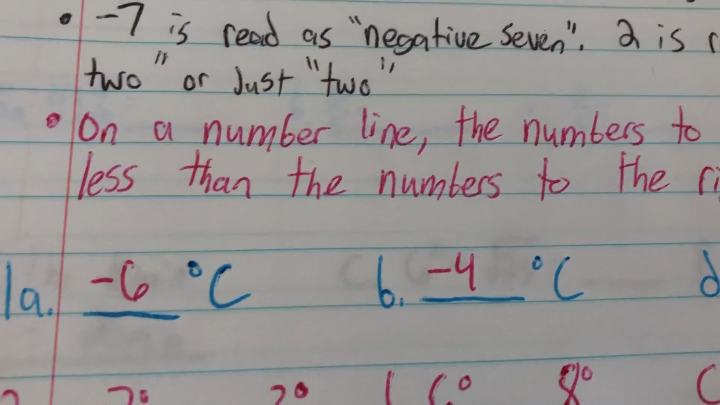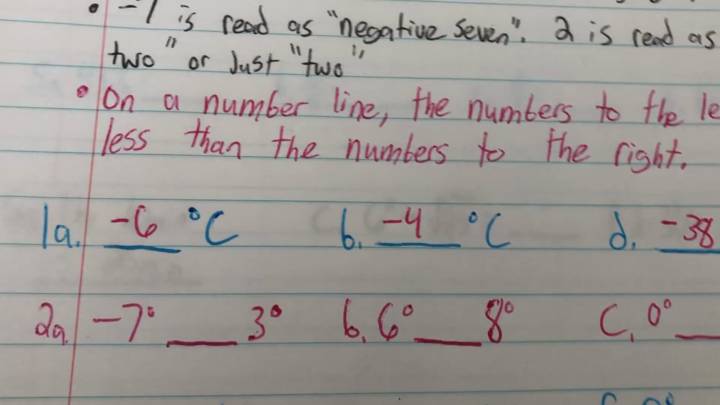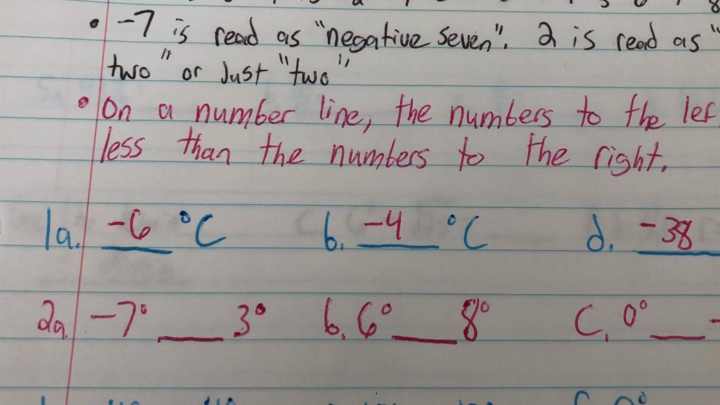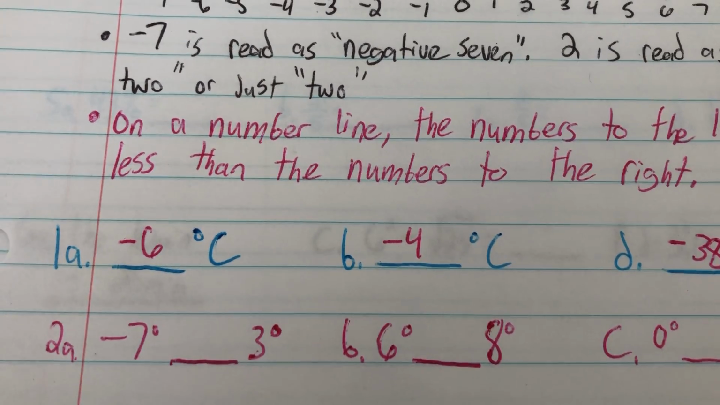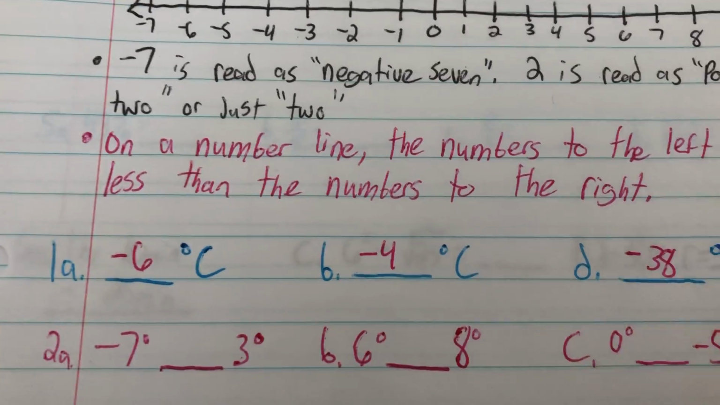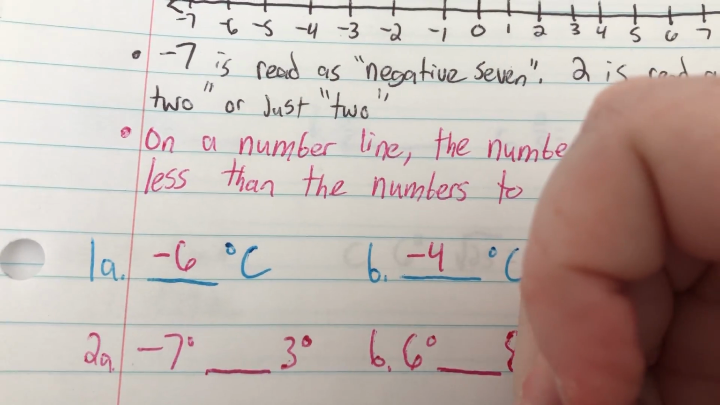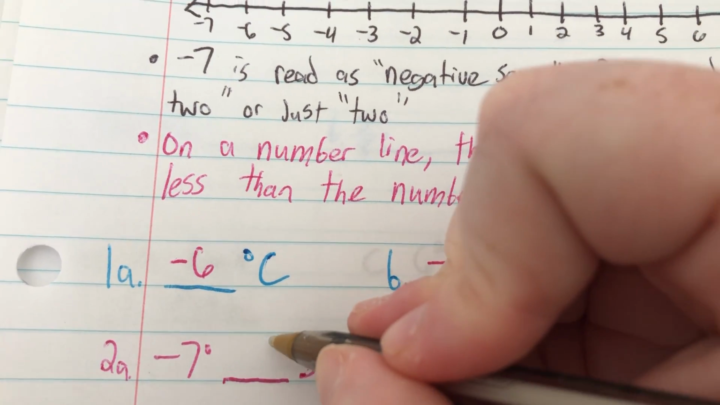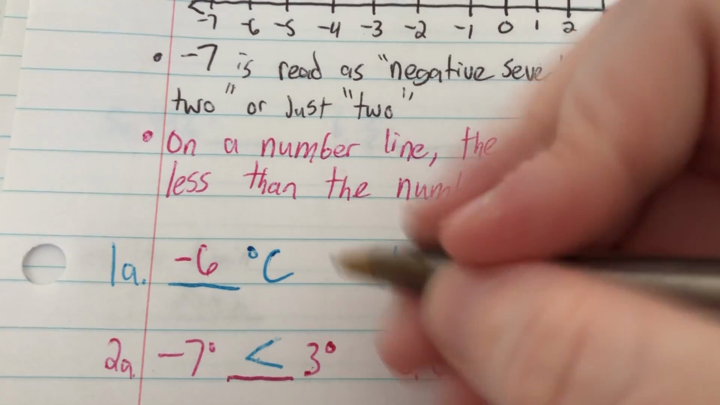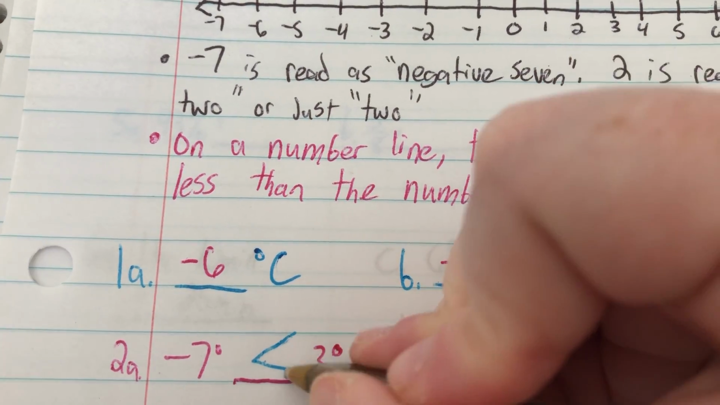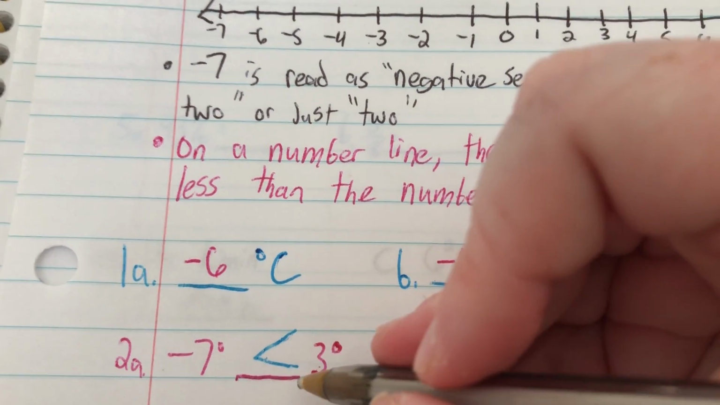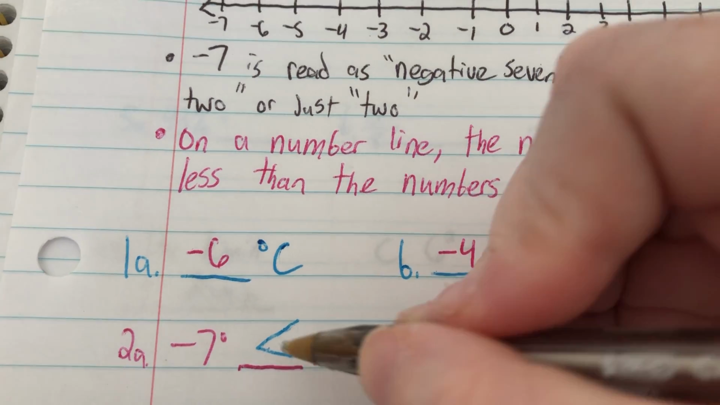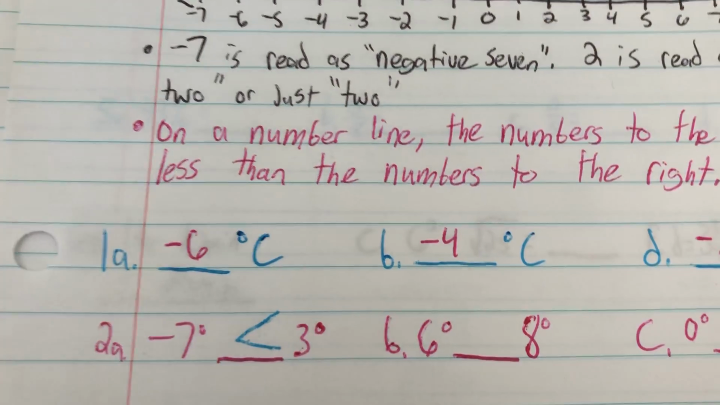Okay. On 2, it wants us to list which number is greater than or less than the other by using the greater than or less than symbol. So -7 and 3. -7 is less than 3, so I'd use this one. Remember, the open end, the larger end, wants to eat the larger number. If you have trouble remembering that, think of this as like a mouth with like teeth, and it wants to eat the bigger number. So there we go.